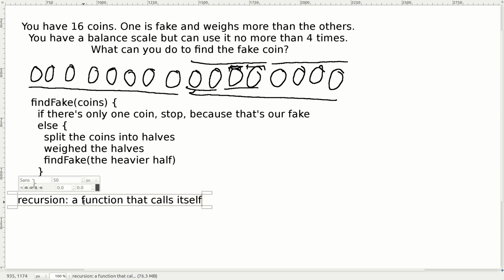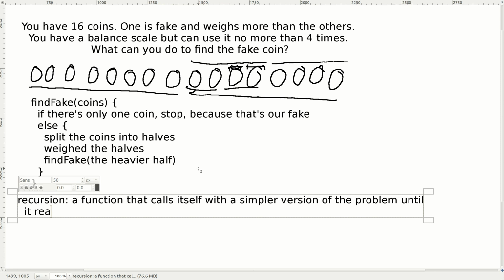I'll limit it here to saying it's a function that calls itself. But what's important for our purposes when using recursion to solve problems is that it is a function that calls itself with a simpler version of the problem until it reaches a base case. I want to take that term, base case, and break that down a little bit too.